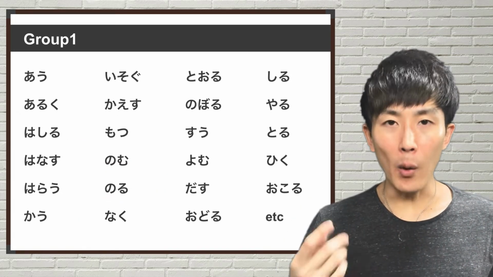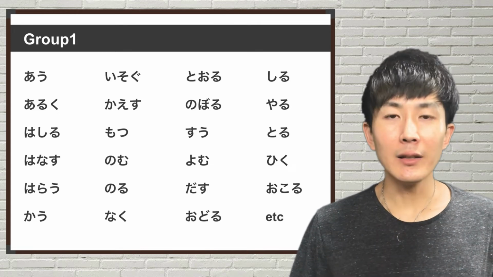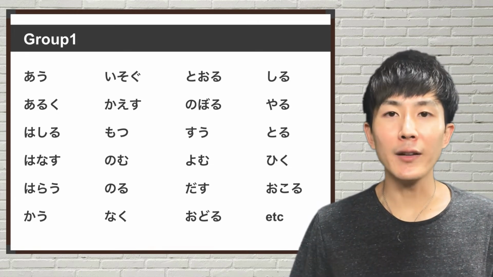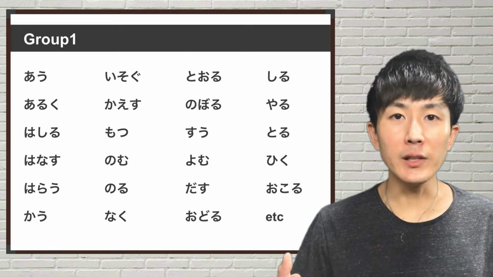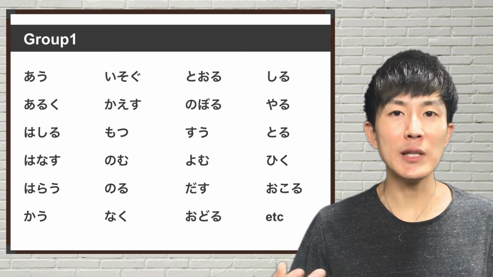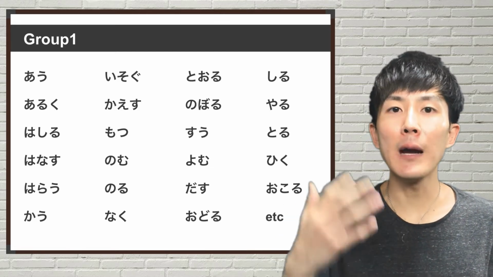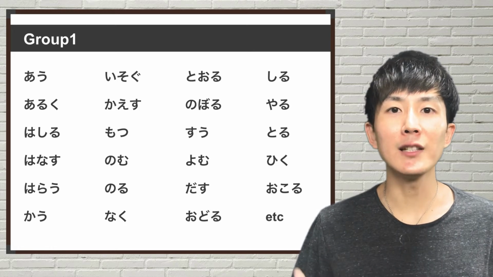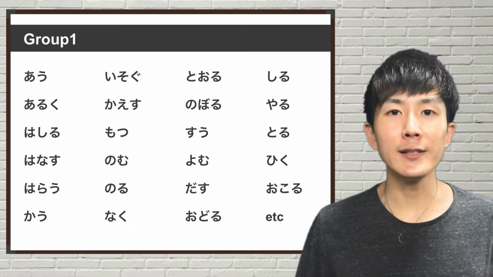Next, group 1. As I said earlier, group 1 has very complicated conjugation rule. First, we need to break up the verbs which belong to group 1 into 5 additional categories based on the last letter of the verb. Here are the categories.